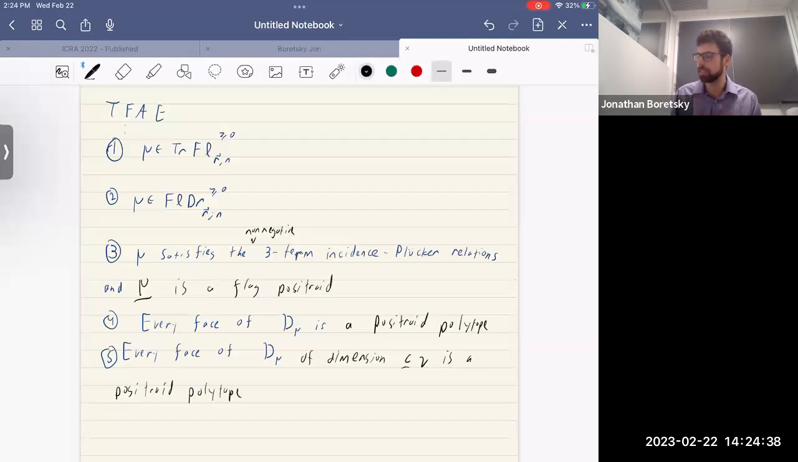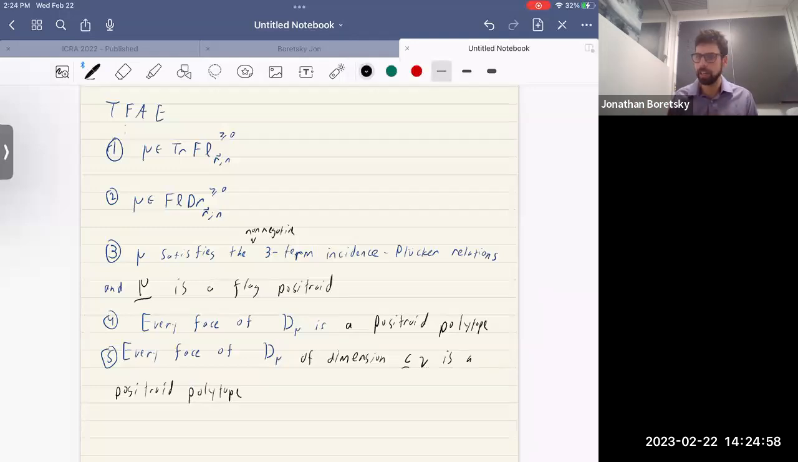Okay, so being in the Dressian is equivalent to being in the tropical flag variety, is essentially equivalent to satisfying the 3-term incidence Plücker relations in a non-negative way, up to some concerns about the support, is equivalent to having every face be a positroid polytope, but actually you only need the 2-dimensional faces to be positroid polytopes, once you know that all the faces are going to be positroid polytopes. All right, so that's the big result I want to share with you.